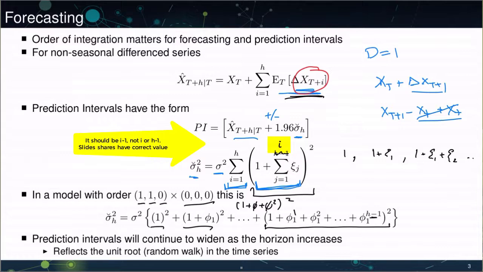Because when we difference the series, we are in practice assuming that the series is non-stationary, or first-order integrated. What we see here is that the longer we go out in time, the wider these confidence intervals will become. This is simply an artifact of the choice of differencing, which reflects the fact that this model assumes that we have a unit root or a random walk.